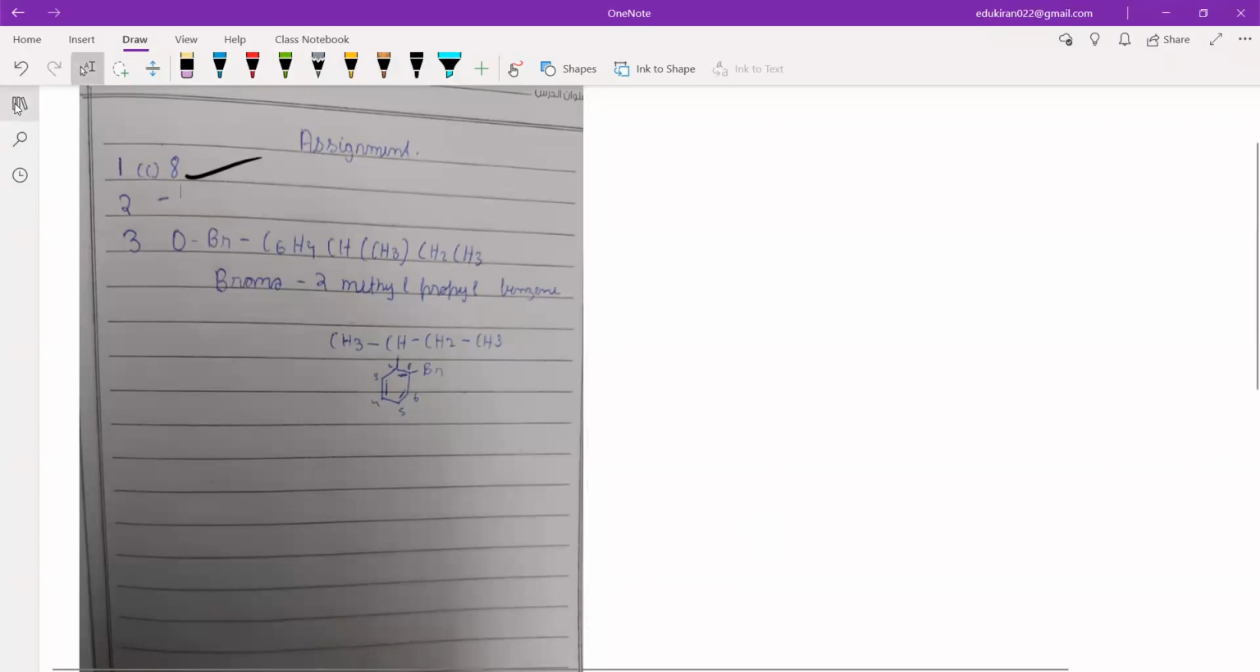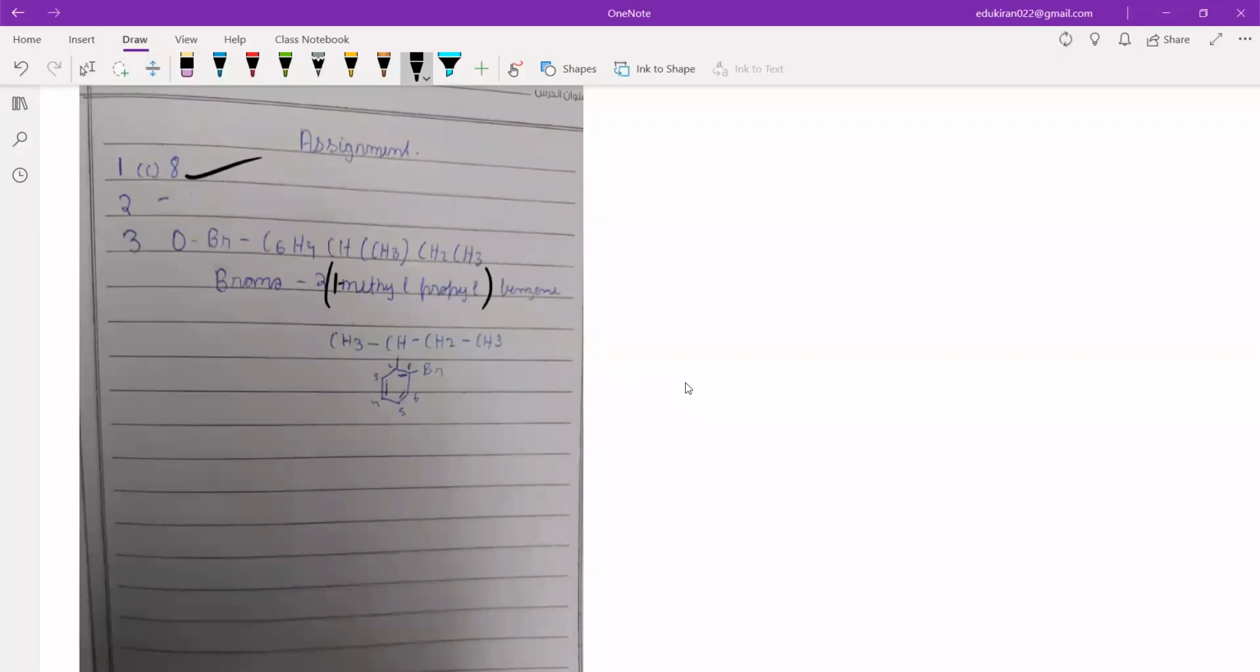Okay, whose answer sheet is this? Abdul Rahman. Assalamu alaikum. How are you? He got disconnected. Okay, this one is fine, but has a little problem. It should be 2,1-methyl propyl benzene.